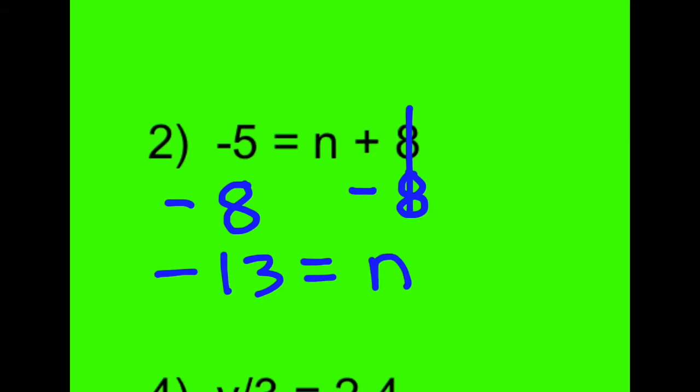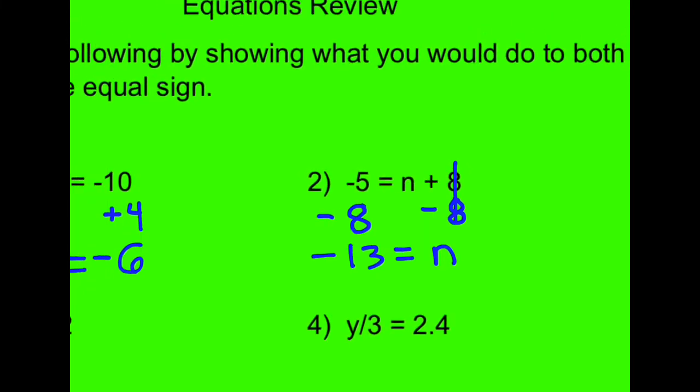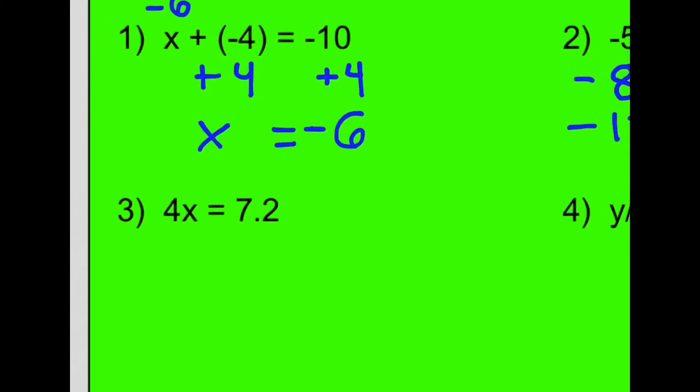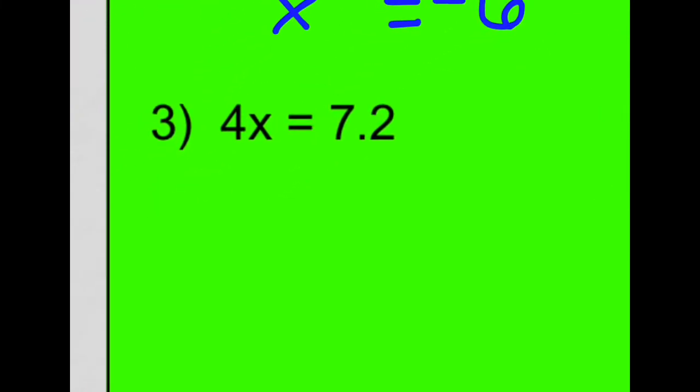So when you have an adding equation, you solve it by subtracting. When you have a subtracting equation, you solve it by adding. You always do the opposite. Over here in number 3, we have a multiplication equation. 4 multiplied by some number x equals 7 2/10.